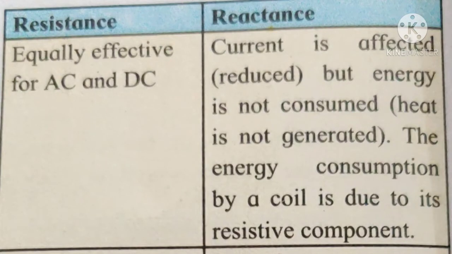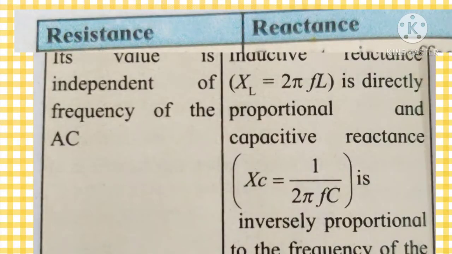Resistance is equally effective for AC and DC. In reactance, the current is affected and energy is not consumed. Heat is not generated. The energy consumption by the coil is due to its resistive components. Resistance value is independent of the frequency of AC. In reactance, inductive reactance is directly proportional to the frequency of AC and capacitive reactance is inversely proportional to the frequency of AC.